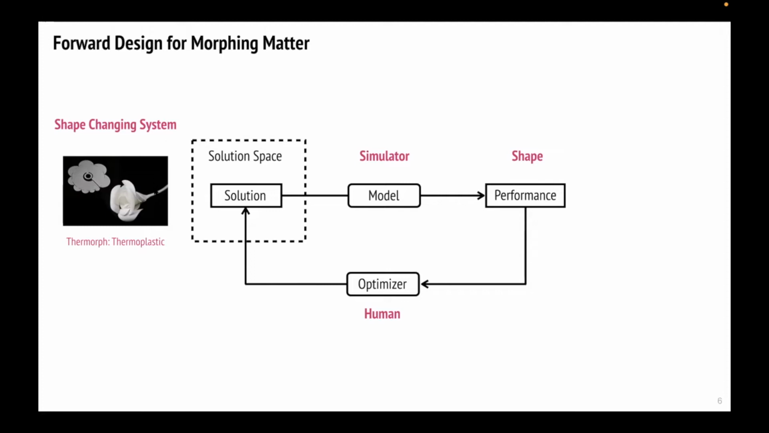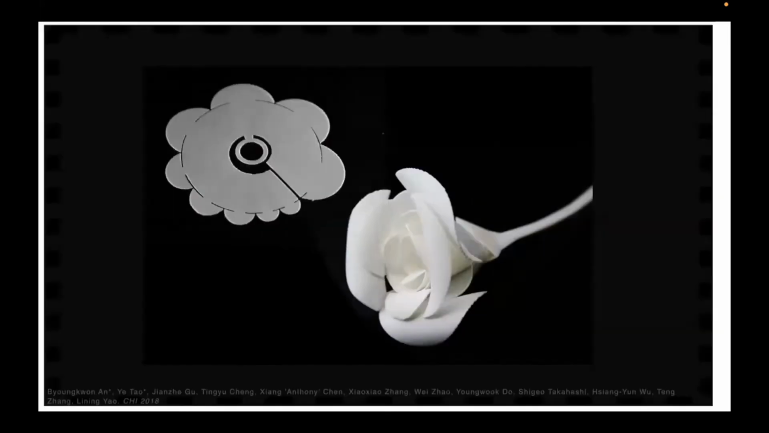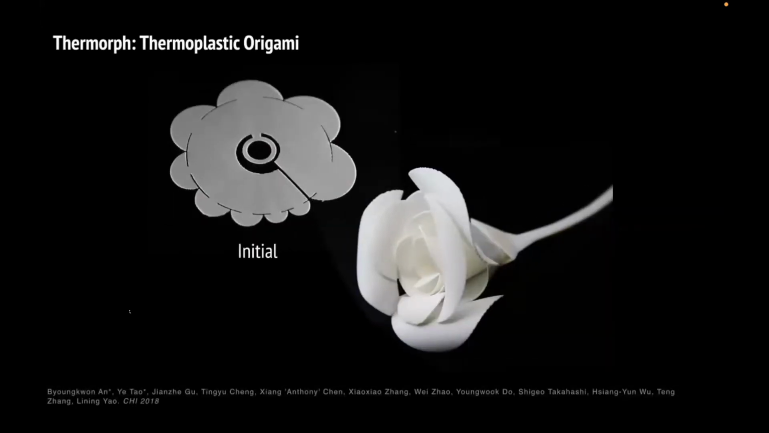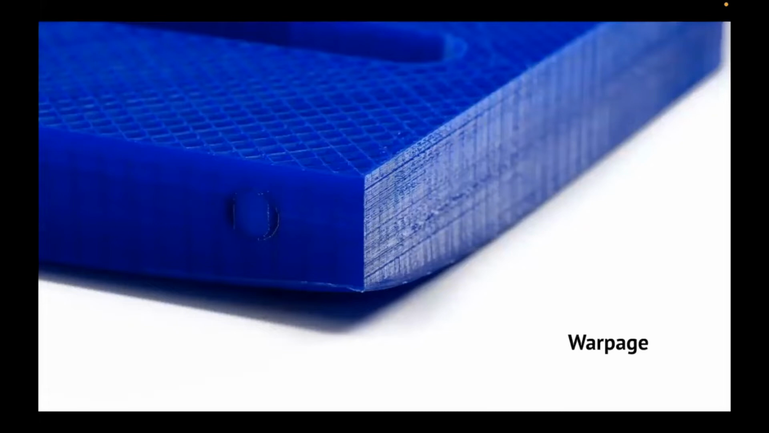I will talk about my projects as examples. For example, there's a project called Thermorph. In this solution space, the solution is a thermoplastic 3D printing toolpath. That's our solution space. Basically, the end output of this project is that you print a flat sheet, and when you heat it up, it will automatically transform into a 3D shape without any interference.